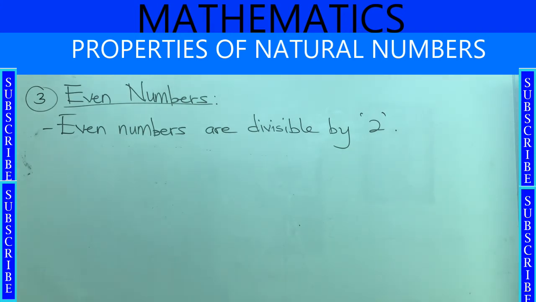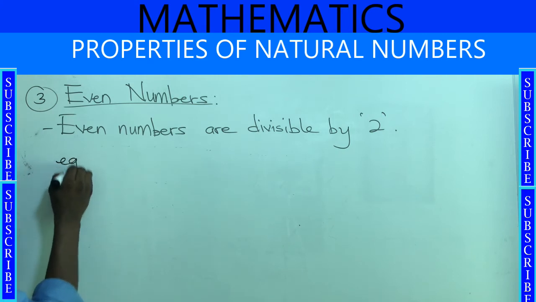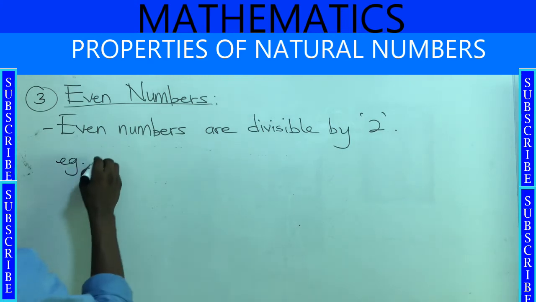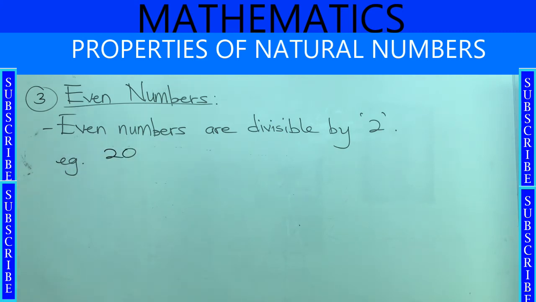How do you know that this number is an even number? You will know that a number is an even number if the number can be divided by 2 without any remainder. So for example, if we have a number such as 20, how do we know that 20 is an even number or it is not an even number? We simply have to take 20 and divide it by 2. If 20 is divided by 2 and there is no remainder, then 20 becomes an even number.